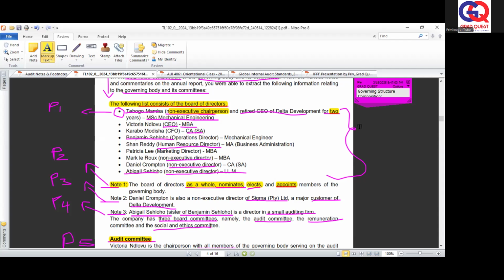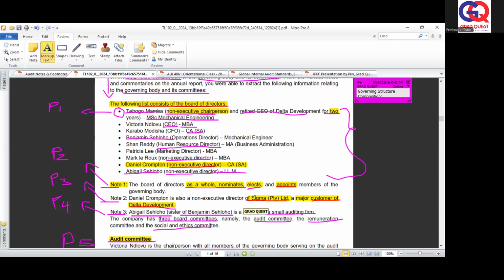And then let's see another thing here. Okay, so Daniel Crompton is also a non-executive director of Sigma Pty Limited, which is a major customer of Delta Development. So Daniel Crompton, let me see who is Daniel Crompton. Okay, it's one of the non-executive directors. But just by telling you this, what they are really trying to imply is that the individual is not independent.